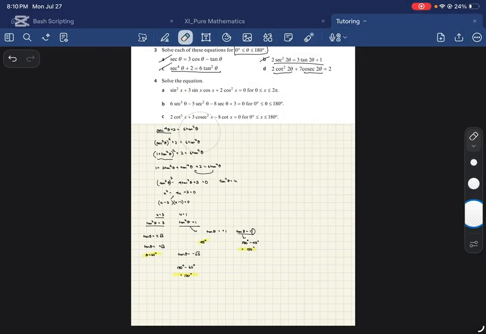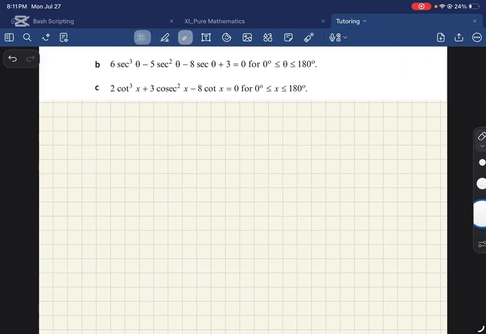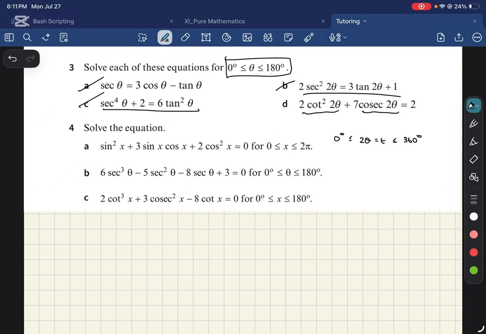And finally, we have to do D. And it's the same procedure, right? So we know that, hey, 2 theta, which we will call T, is going to be between 360 degrees and 0 degrees. We know this from question part A, right? Part B.